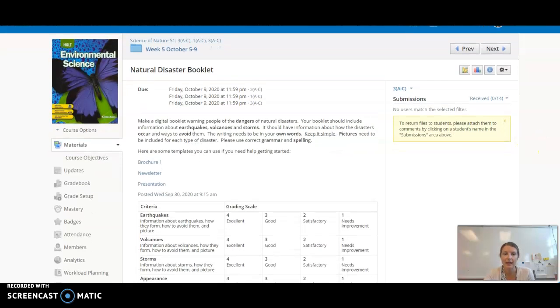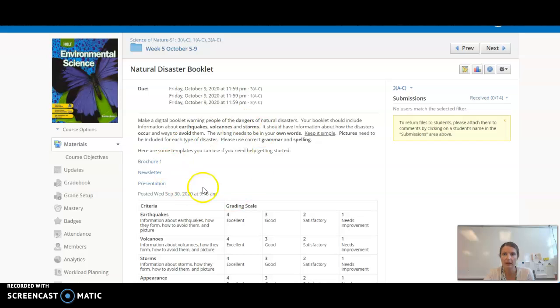This will count as the test grade for this unit, so make sure you guys read the directions, put it in your own words, include a picture, and use these links if you need some help getting started.